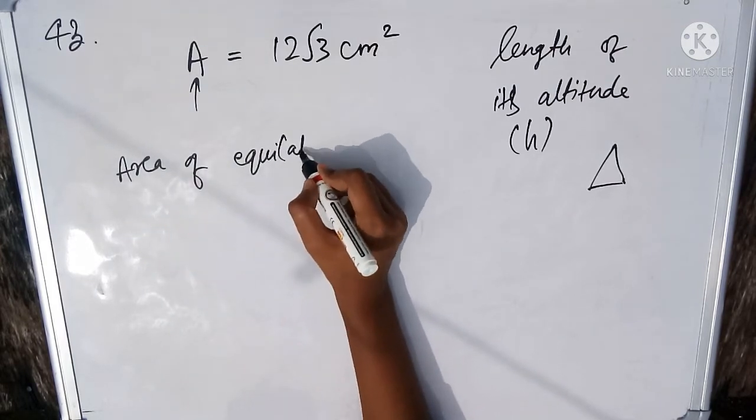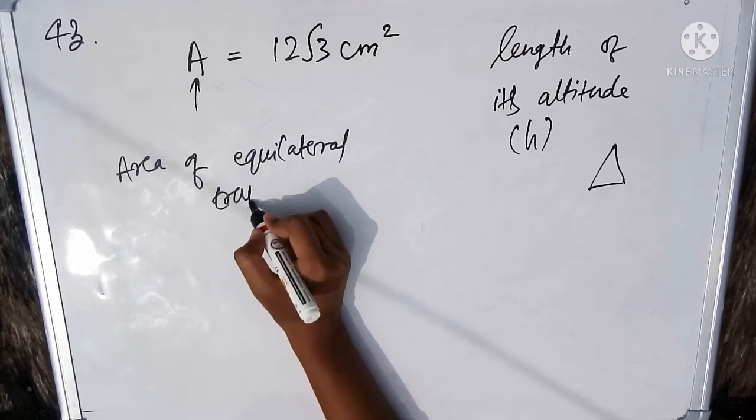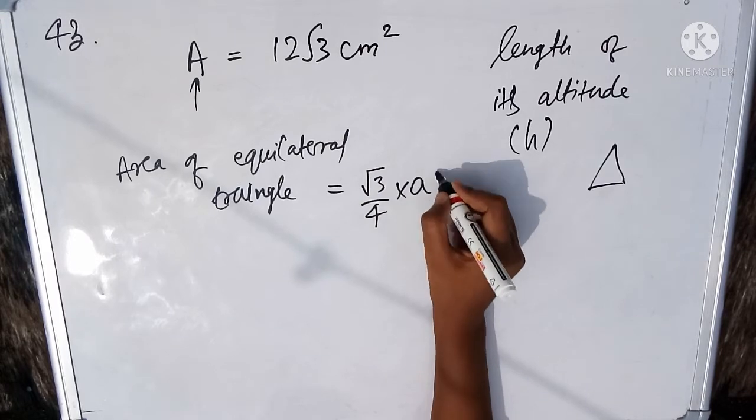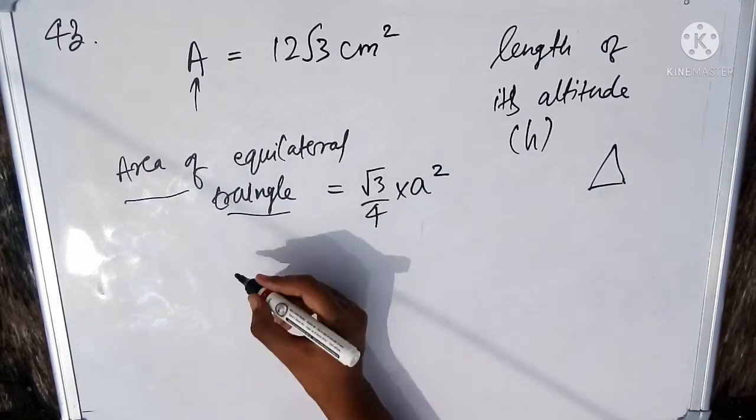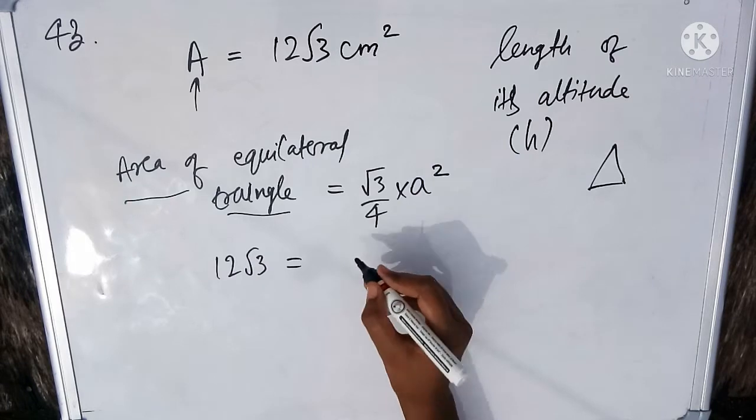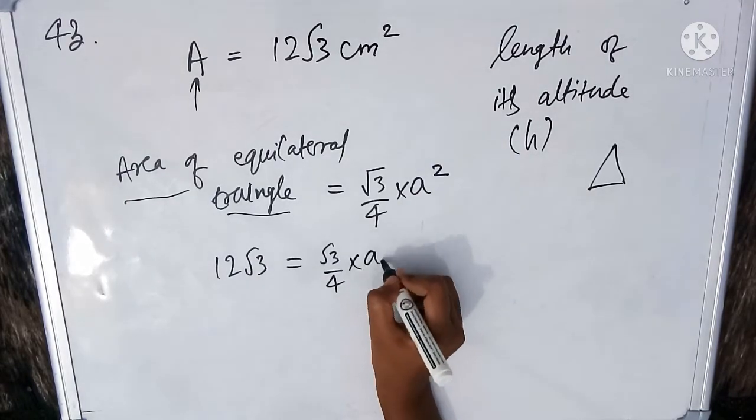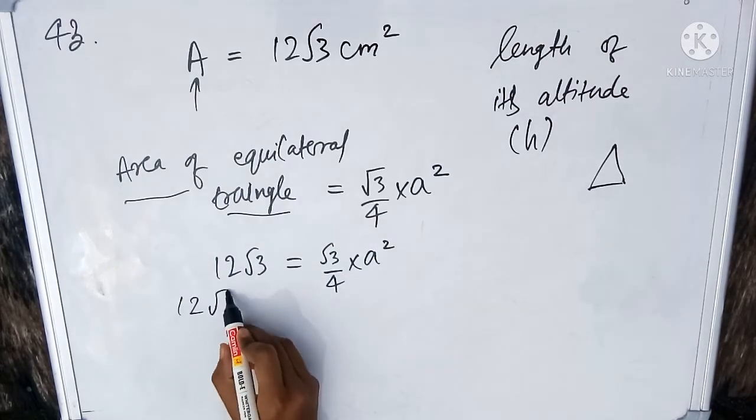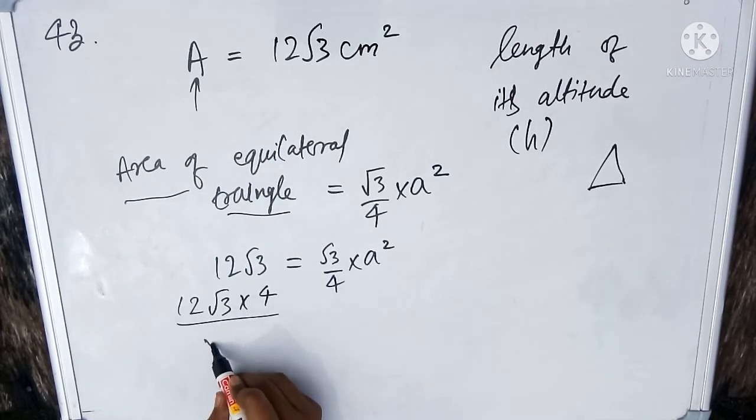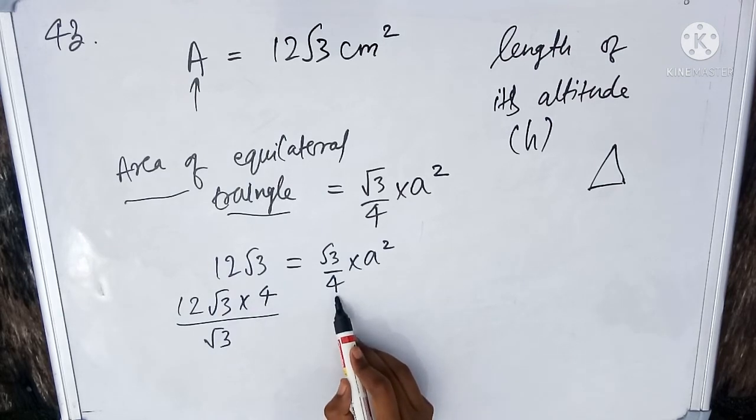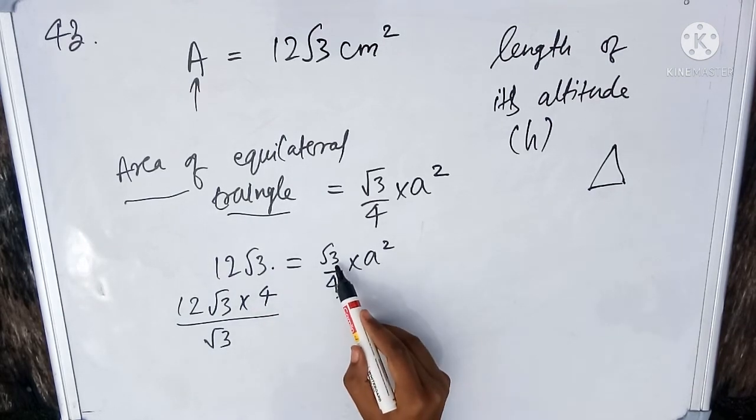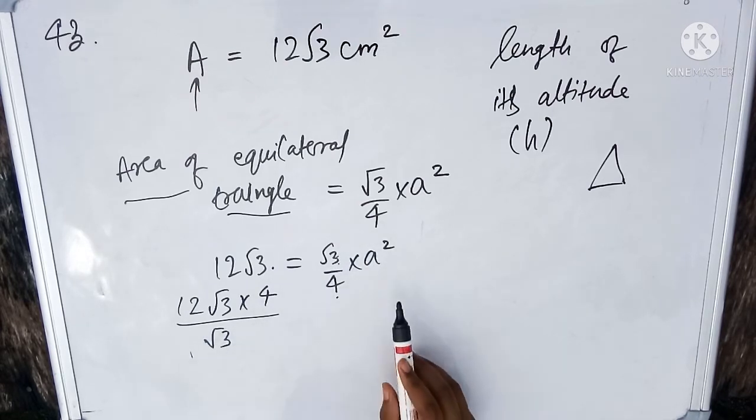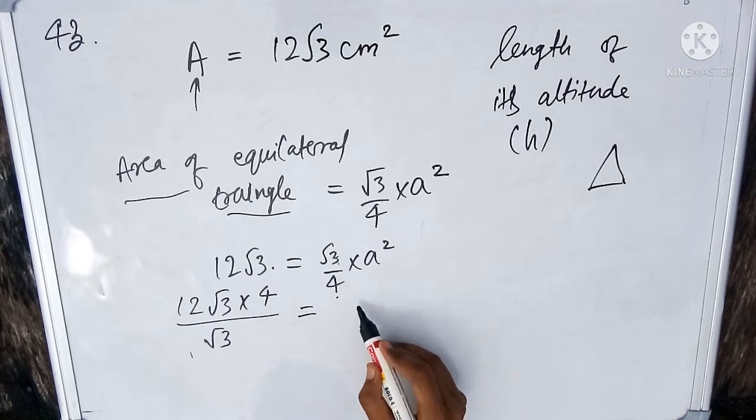So we know that the formula for the area of an equilateral triangle is equal to root 3 divided by 4 multiplied by a square. And if the value for this is given, then we have 12 root 3 is equal to root 3 divided by 4 multiplied by a square. So from here we can find out the value of a. So we have 12 root 3 multiplied by 4 and divided by root 3. This 4 is in division, so we can transfer it to multiplication, and here we have root 3 in multiplication, so it will go to division form, is equal to a squared.